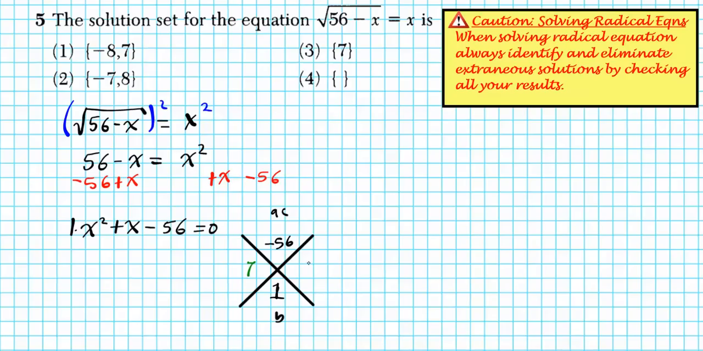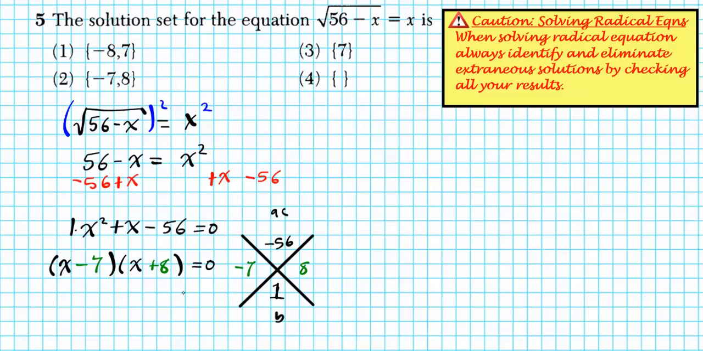Answer is 7 and 8. But since the sum is positive, the larger has to be positive and the smaller has to be negative. So these are the two numbers that work. So plug them here. We have x minus 7 times the quantity x plus 8, and that is equal to 0.